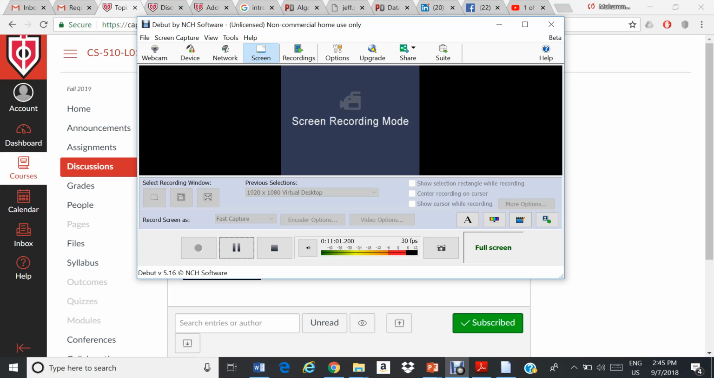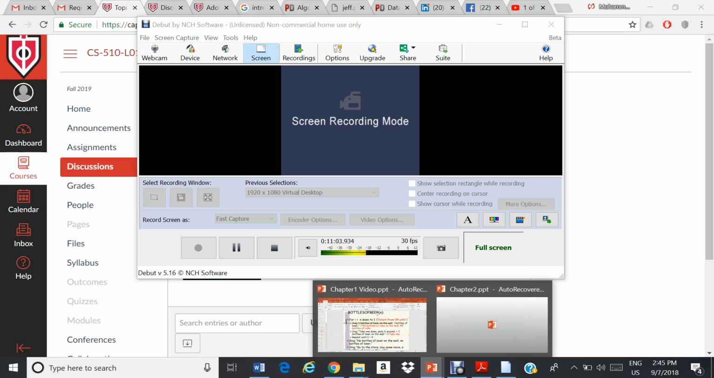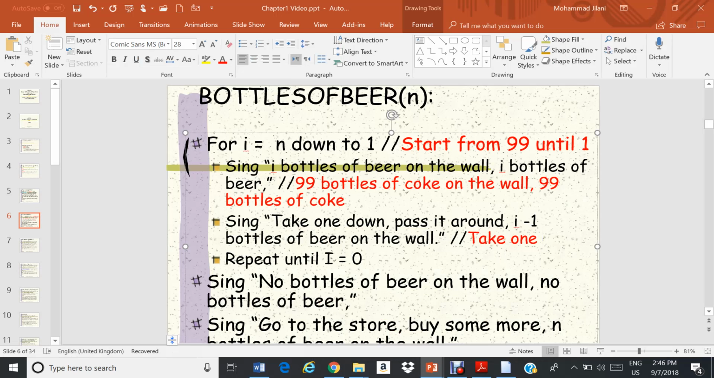All right, let me continue. I'm sorry about the pause here, but going back to our algorithm just to finish it up. So this algorithm says start from number 99, you go until 1, take the first bottle, if you will, a bottle of Coke, pass it around, take one down, pass it around, and then say i minus 1, which means 98 bottles of Coke are still on the wall. And we repeat this.